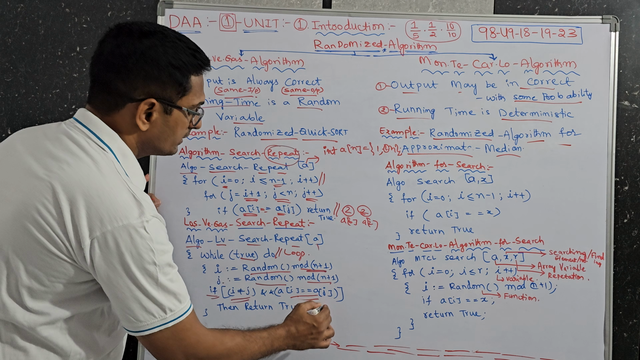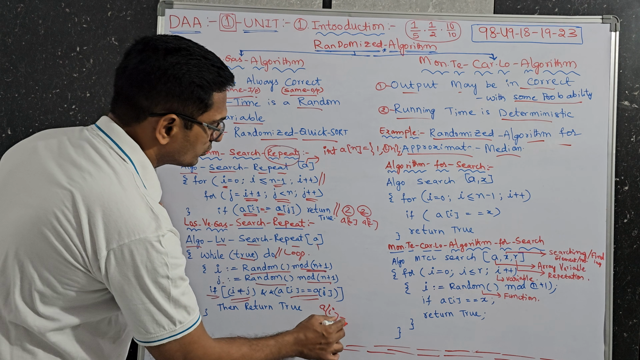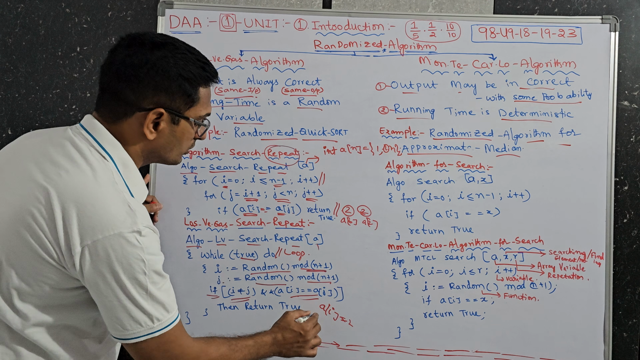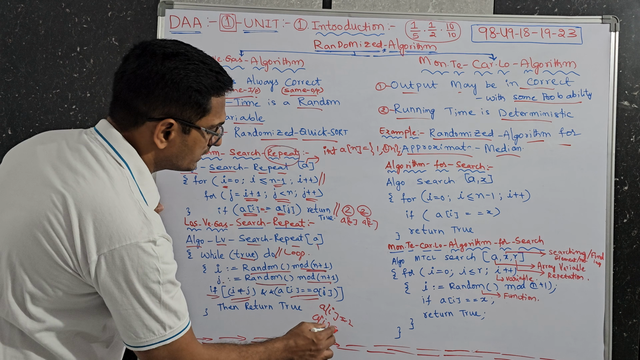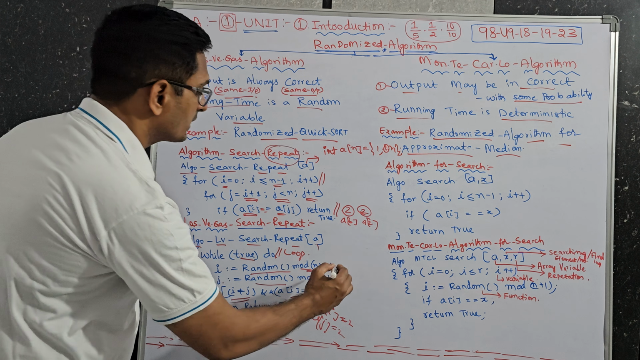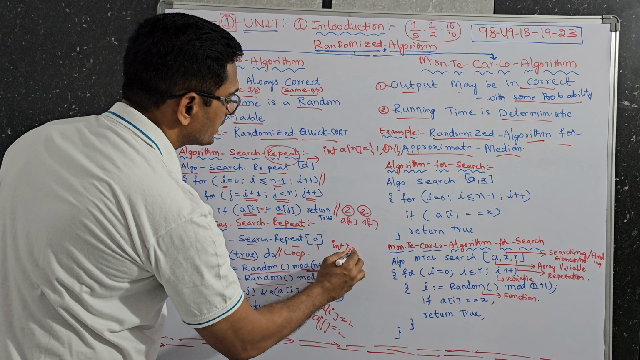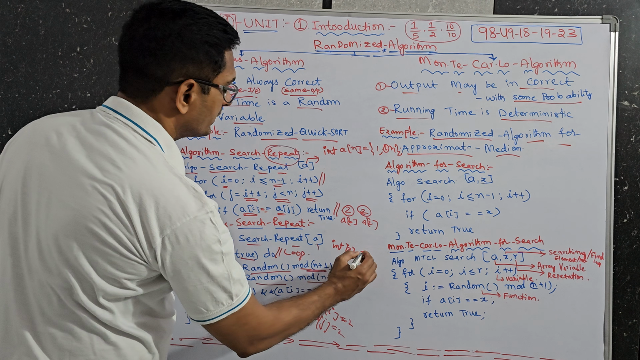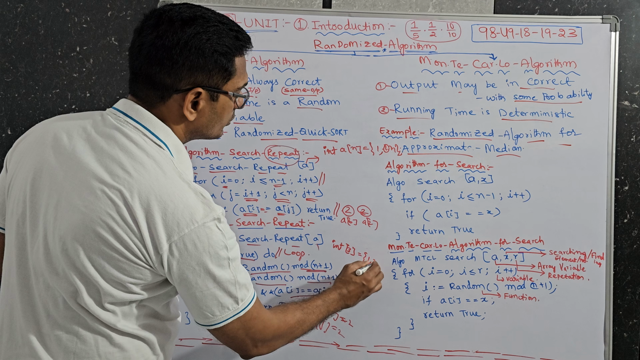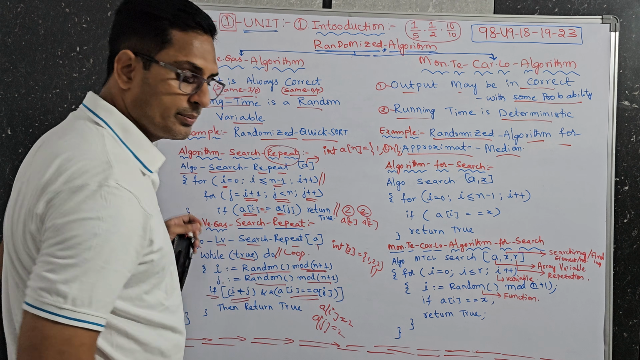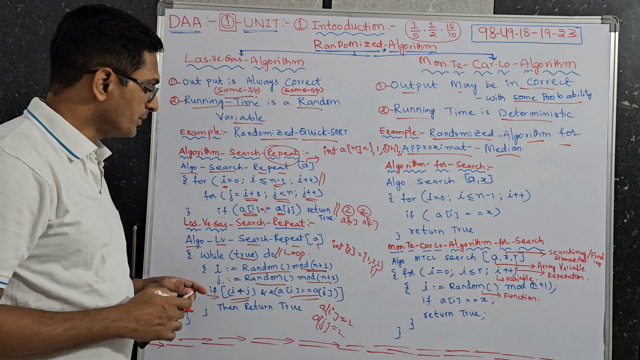A of I has some number 2. Watch my previous video also. A of j also has the same number. Sometimes it may happen. For example, int 3, we have 3 numbers: 1, 2 and 2. So these two are repeated, and we are finding the repeated number.